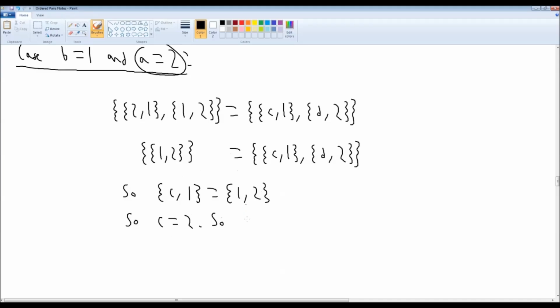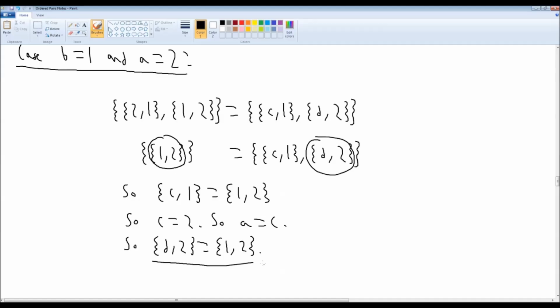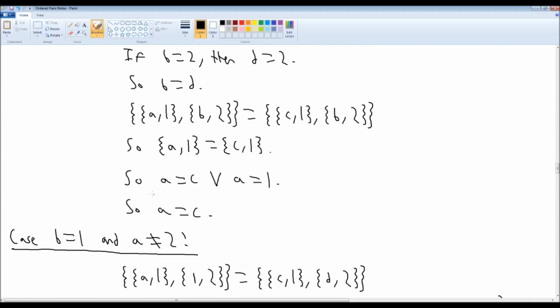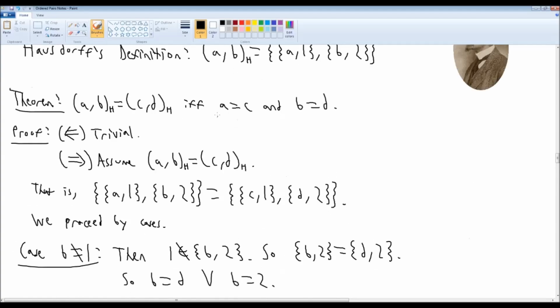And since we're assuming A is 2, that also tells us C and A have to be equal. By similar logic, this set has to equal this set. So these two sets must be equal. And so 1 either has to equal D or it has to equal 2, but it can't equal 2, right? So it has to equal D. So D is equal to 1. And since we assume B is equal to 1 as well, that means B equals D. And there we go. Okay, so we've proven that in all three of these cases, no matter what happens, A has to equal C and B has to equal D.